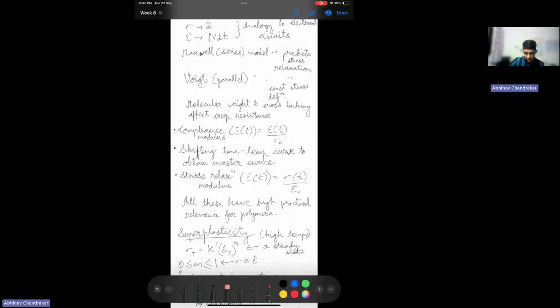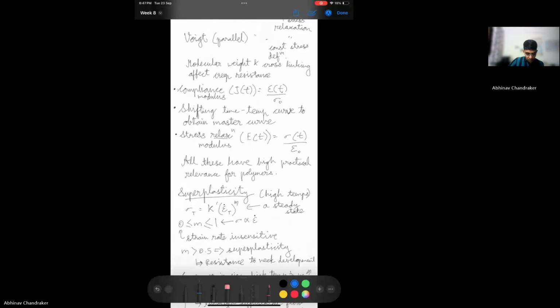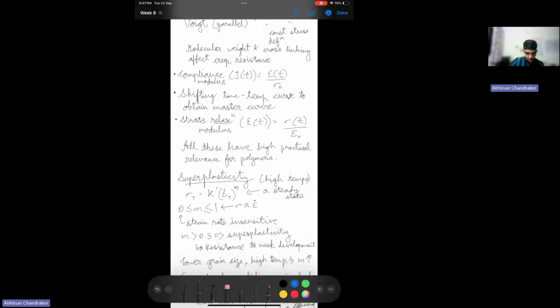Then the polymer's creep resistance will be affected by its structure, just like in metals you have the microstructure and the composition. Here you also have the structure, which comprises the molecular weight, the degree of cross-linking, and the nature of cross-linking in the polymer. We have something called compliance modulus, which can be used for making some plots and doing better analysis, I feel.